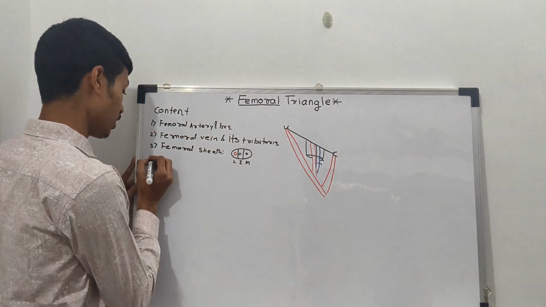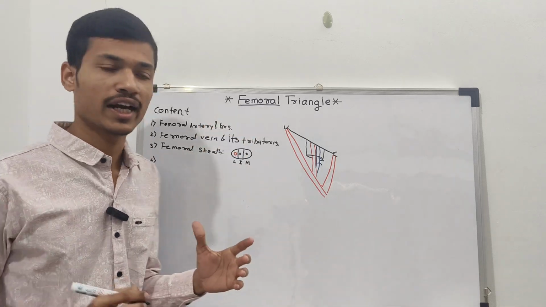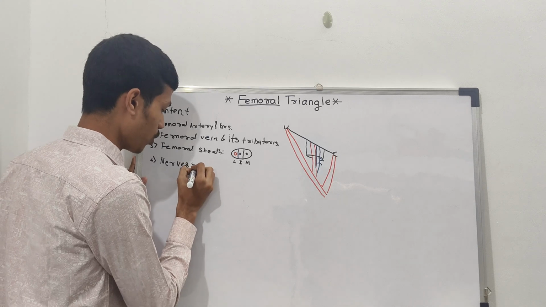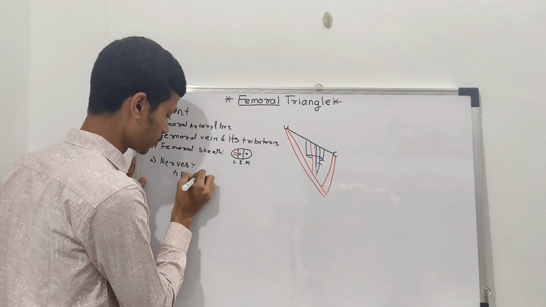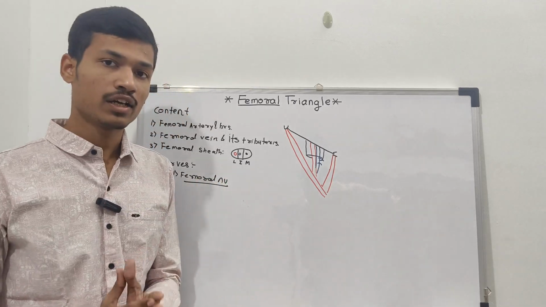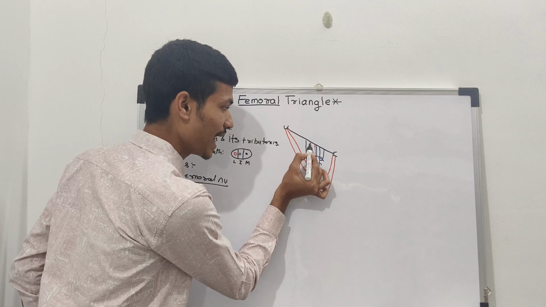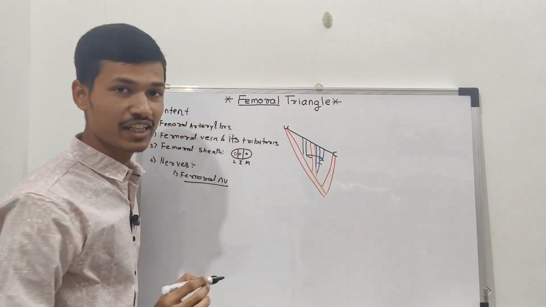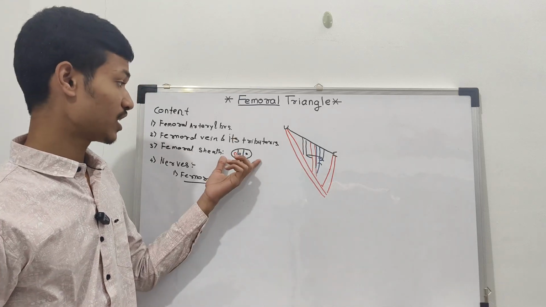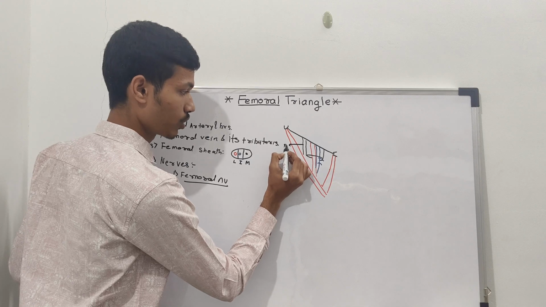Next are the nerves. Basically, 4 nerves are there in the content of the femoral triangle. So what are these nerves? First is the femoral nerve. The femoral nerve is present lateral to the femoral artery, and it is not a content of the femoral sheath. I have told you this is the femoral nerve.